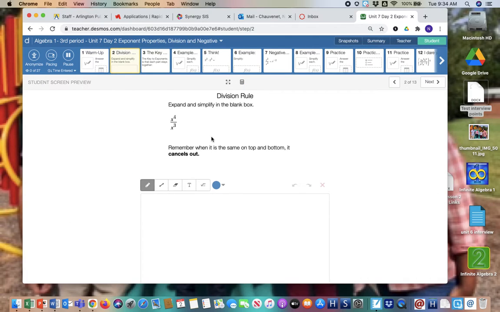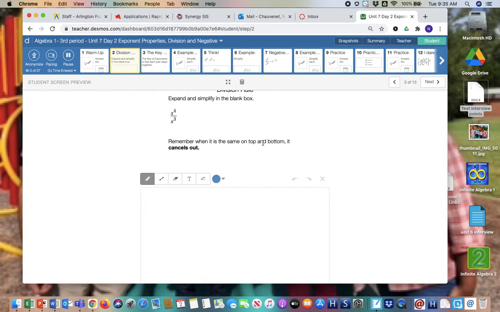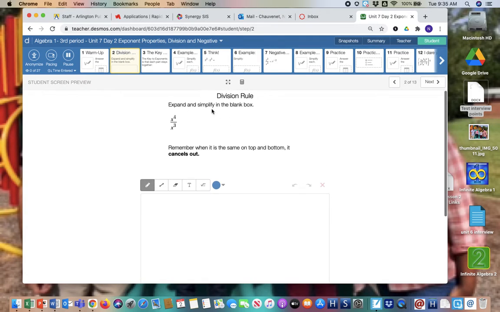All right, cool. So let's get into what it is that we're actually doing for the new rules today. So we're going to do division, and we're going to deal with negative exponents. So let's start with division. Expand and simplify in the box below. Remember, when it's the same on top and bottom, it cancels out. So x to the 4th, what does that actually mean? It means x times x times x times x, 4 times. So like x to the 4th.